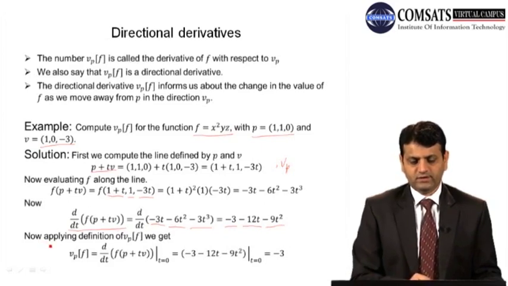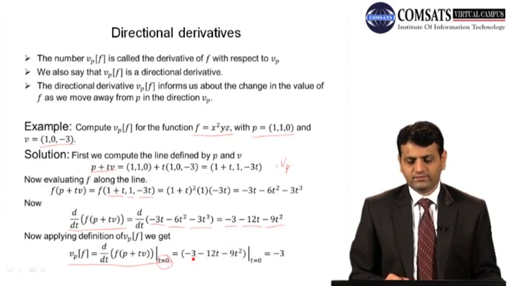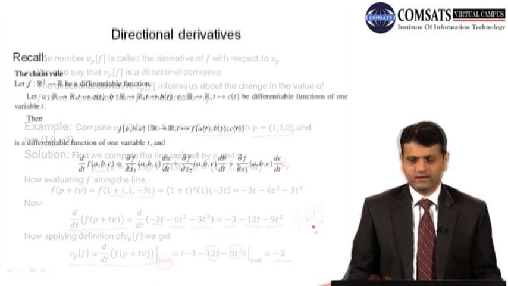The last step to calculate the directional derivative of f in the direction of VP is to put t equal to 0 in this expression, which is d by dt of f of p plus tv. So we put t equal to 0 in the expression we just calculated, and this term becomes 0, this term becomes 0, and we are left with the number minus 3. So VP of f in this case is a number.